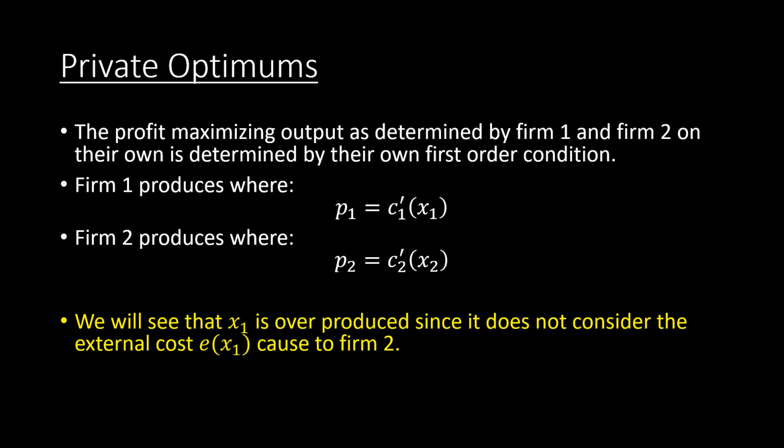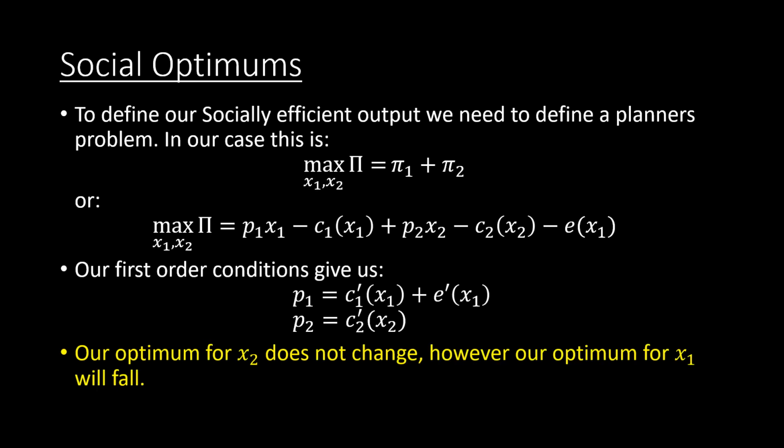And this is going to be bad from a social perspective. To see why this is the case, we need to talk about our social optimums. To talk about what a socially efficient output is, we need to go and define our planner's problem. In this case, we're going to look to maximize the joint profits of both firm 1 and firm 2. So we're going to think about them being merged together.